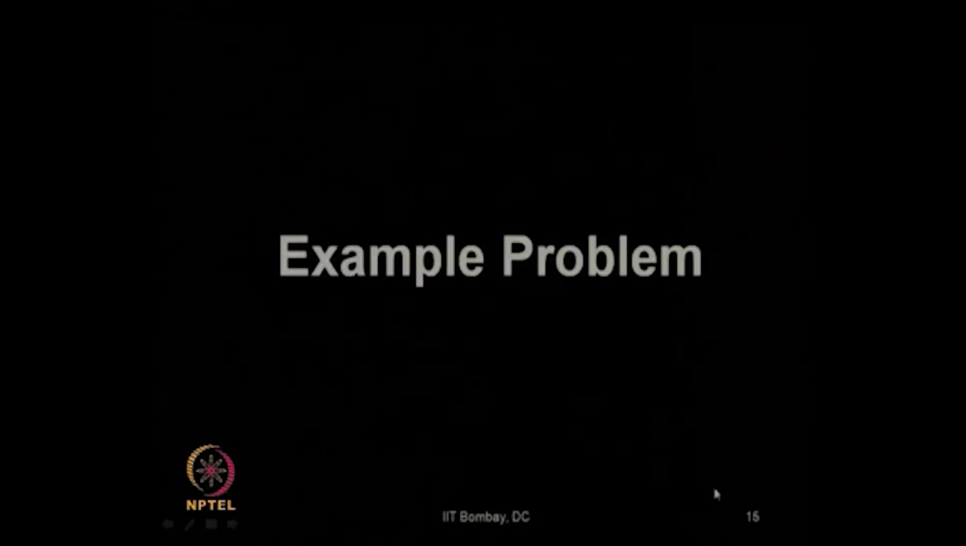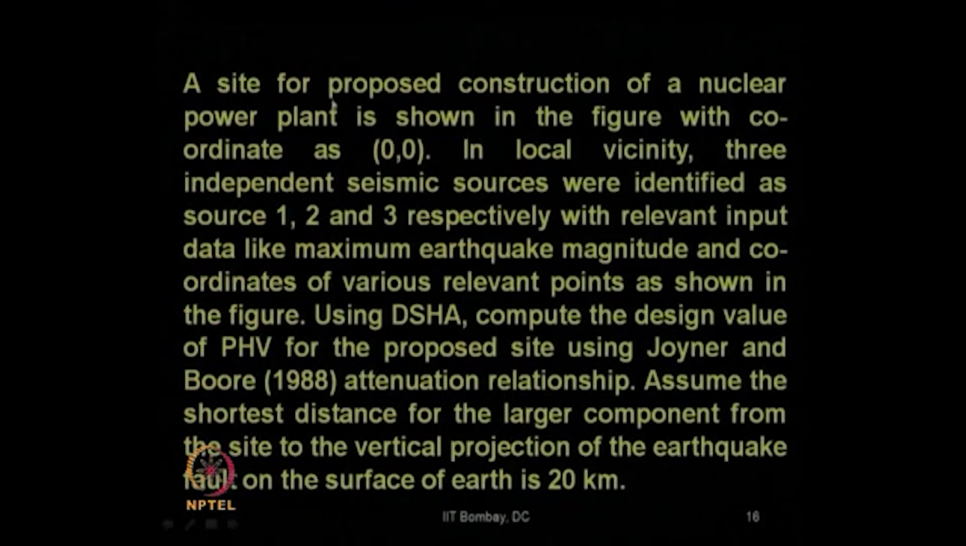seismic hazard analysis. Next, in the previous lecture, we went through one example problem. This was the example problem. One site has been proposed for nuclear power plant construction. We need to carry out the deterministic seismic hazard analysis, because seismic hazard analysis needs to be applied for important structures like nuclear power plants, dams, bridges, etc. In the figure, we will see that this is the coordinate system, 0, 0 for the site, and in the local vicinity there are 3 sources, 1, 2, 3, with their respective coordinates.